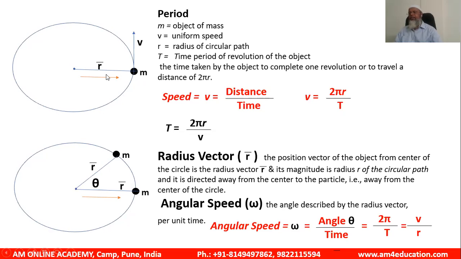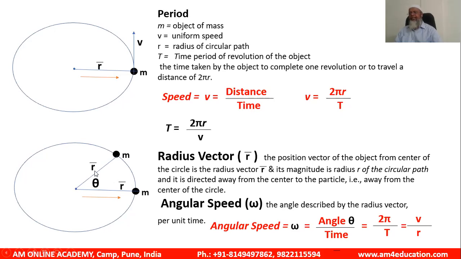And what is the circumference of a circle? We know that it is 2 pi r. And we also know that speed is equal to distance upon time. So distance is what? 2 pi r, and time is capital T. So speed then becomes 2 pi r upon T, and time period becomes 2 pi r upon v. So this is the expression, T equals 2 pi r upon v. This is the expression for the period of circular motion.